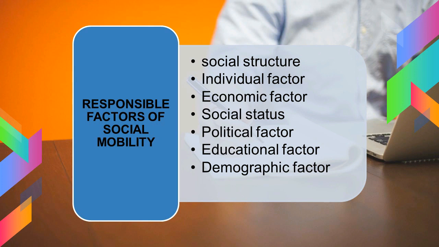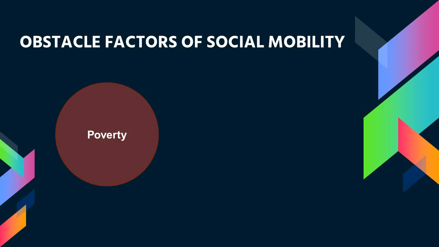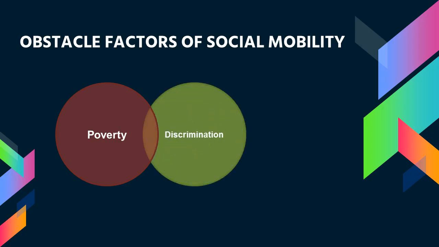Responsible factors of social mobility. First, social structure. Second, individual factor. Third, economic factor. Fourth, social status. Fifth, political factor. Sixth, educational factor. Seventh, demographic factor.